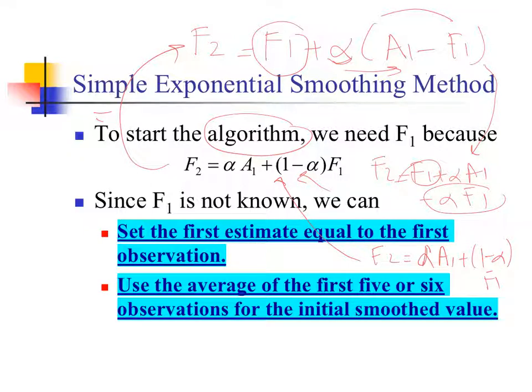So if you look at this equation, you realize that we need F1, the forecast for the first period. For sure we have actual data for the first period, but we don't have a forecast for the first period. Since F1 is not known, we can set the first estimate equal to the first observation, or use the average of the first 5 or 6 observations for the initial smoothed value. We will usually follow the first one, setting the first estimate equal to the first observation, but you can also use the average of the first 5 or 6 observations.